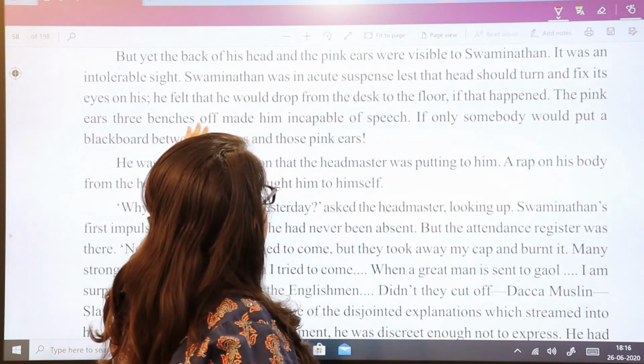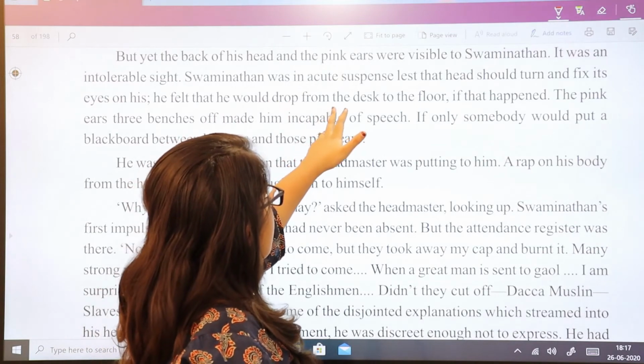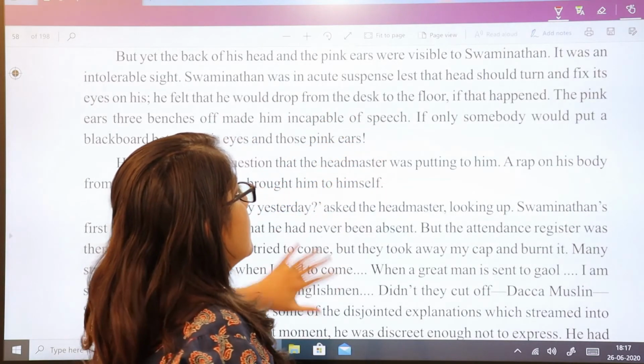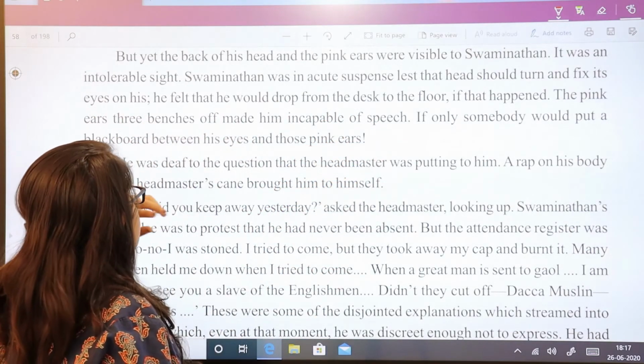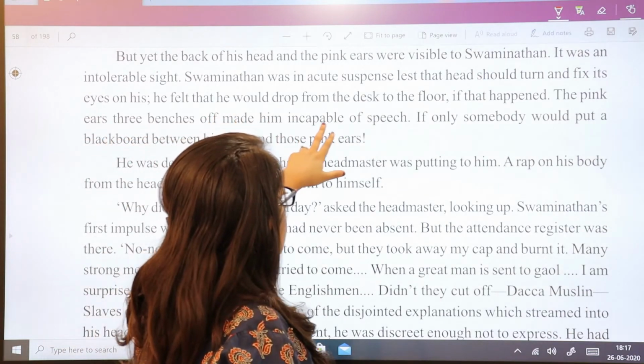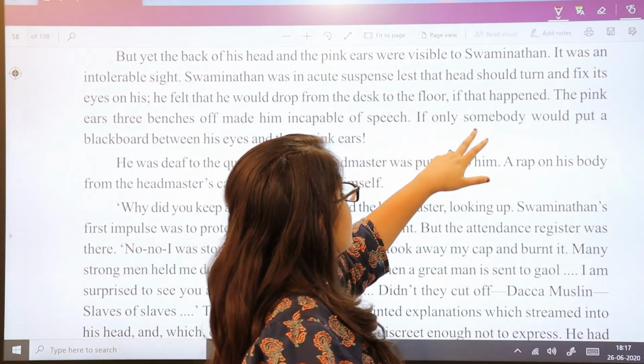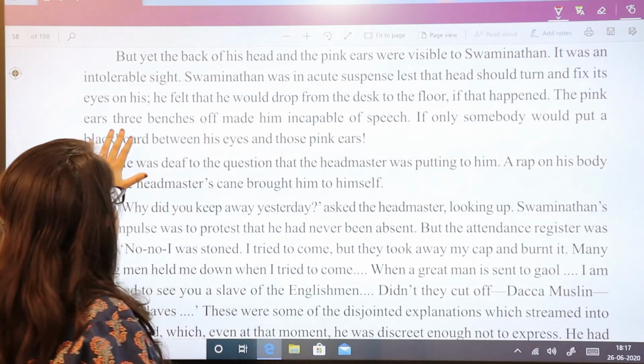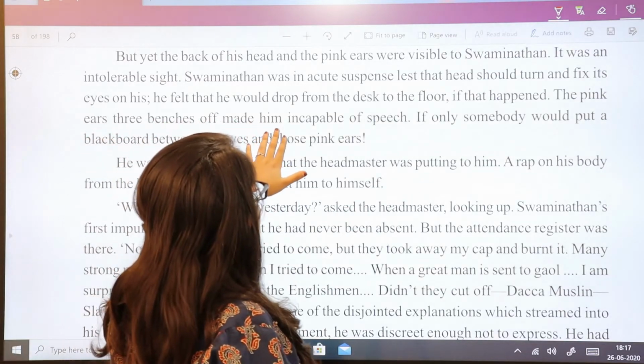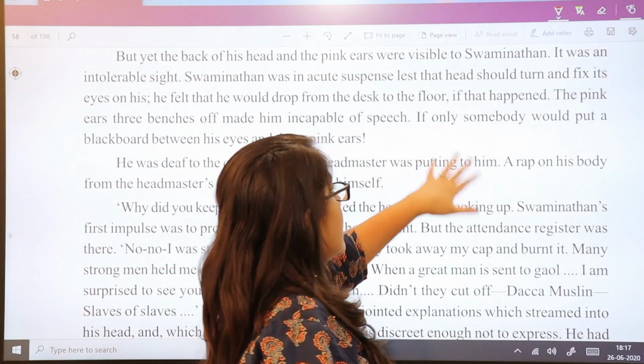But yet the back of his head and the pink ears were visible to Swaminathan. It was an intolerable sight. Swaminathan was in acute suspense lest that head should turn and fix its eyes on his. He felt that he would drop from the desk to the floor if that happened.